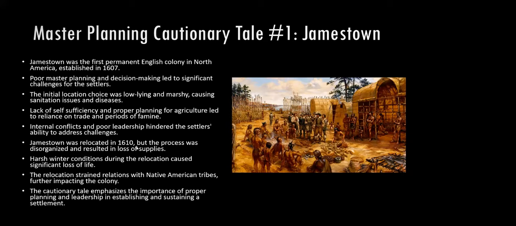And in 1610, they relocated Jamestown, but they still had problems. And they had significant loss of life. They had strained relations with Native American tribes. And so the whole thing really wasn't very well thought out. The only thing that saved Jamestown was this cash crop called tobacco. When tobacco became a cash crop, they were able to make enough money to actually keep it going. But this is a cautionary tale, number one.